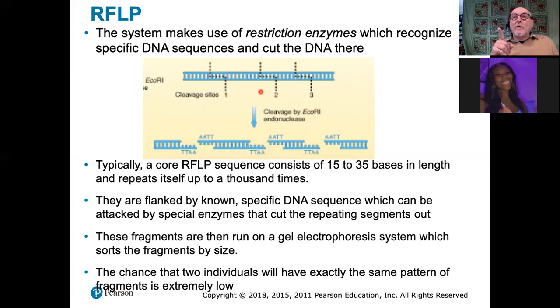We're going to perform a technique where we actually look and display that difference between the fragments. Now, one of the significant things about the RFLP technique is that these repeats are actually very long. They can be between 15 and 35 bases long, and they can repeat thousands of times. So I said 5 and 20, but in actual fact, an RFLP fragment would be very, very long. It would be a very big fragment. But the principle is exactly the same.